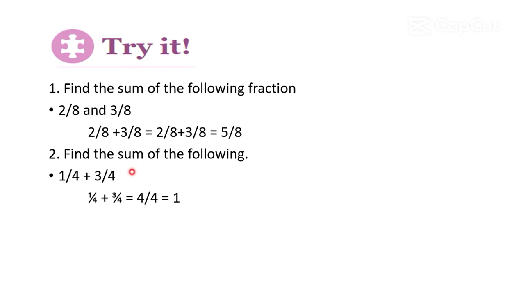Next is getting the sum of 1/4 and 3/4. Since we have the same common denominator, which is equal to 4, we simply add the numerators, 1 plus 3, which is equal to 4. So 4/4, and simplify it to the lowest term. It is equal to 1.